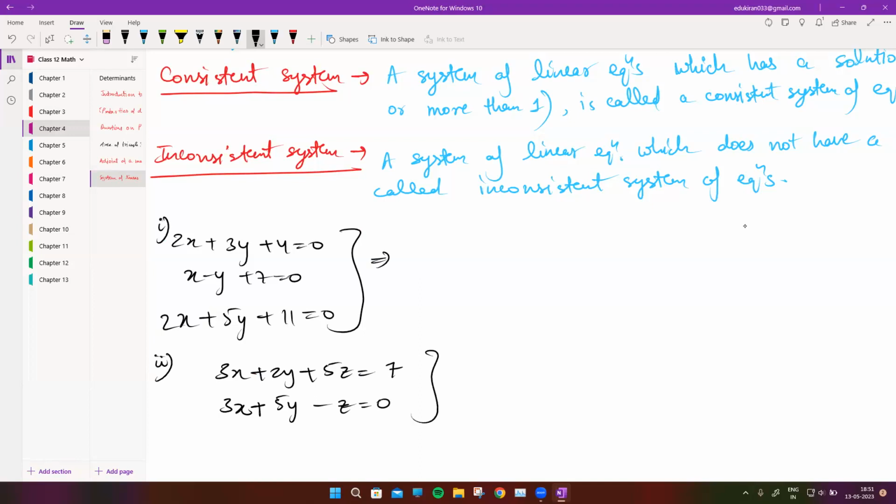Now you can see that in the first case, there were two variables and three equations. In the second case, three variables and two equations. So the number of variables in the first case is less than the number of equations, and in the second case, the number of variables is more than the number of equations. So can we find out the values of our variables x, y, and simultaneously z in these cases? Or what happens?